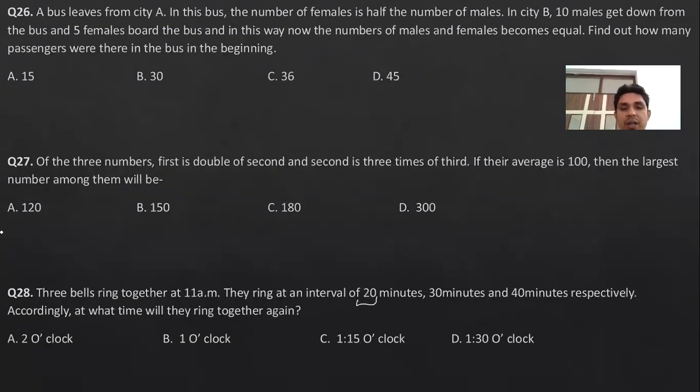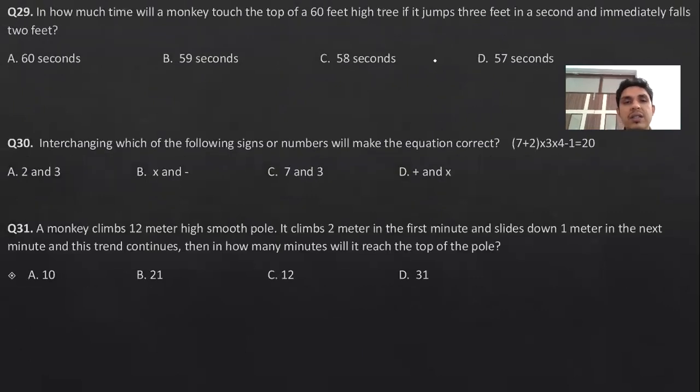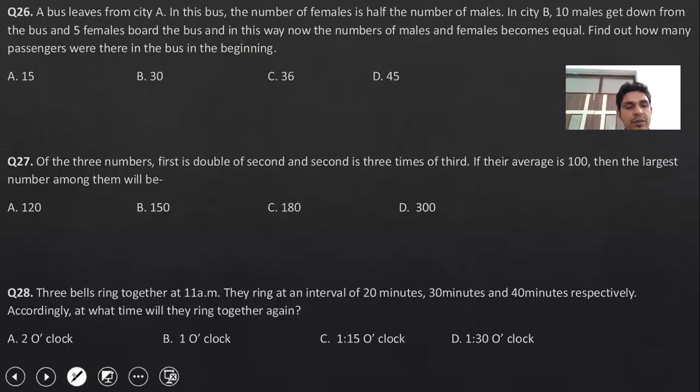So the answer will be 28 minutes, right? Okay, coming to the next question. A bus leaves from city A. In this bus the number of females is half the number of males, so we can write it as the number of females is half the number of males. In city B, 10 males get down from the bus and 5 females board the bus.